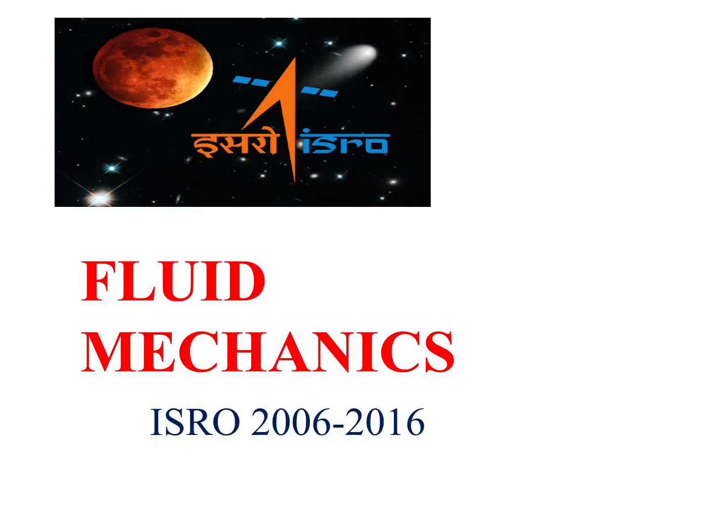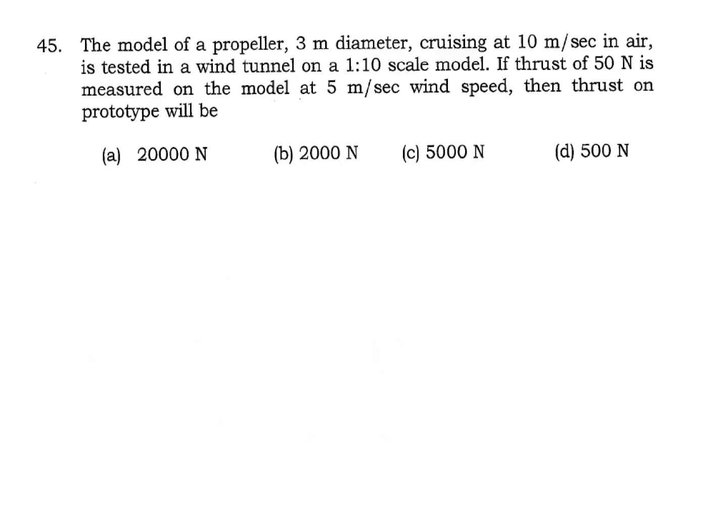This is Fluid Mechanics paper, part 15, ISRO question paper from 2006 to 2016. Question is, the model of a propeller 3-meter diameter cruising at 10 meter per second in air is tested in a wind tunnel on a 1:10 scale model. If thrust of 50 Newton is measured on the model at 5 meter per second wind speed, then thrust on prototype will be how much?